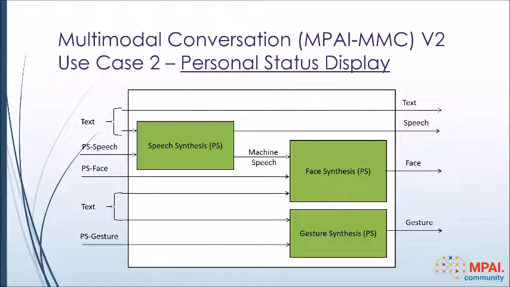This is another example, the personal status display. Assume that you have a machine and you have created a personal status machine, which is entirely virtual, I agree, but you can use the text, what the machine wants to say, the personal status of speech, the personal status of face, and the personal status of gesture, and you will see an avatar that is speaking and has a certain face that is congruent with the personal status of face, and a certain gesture which is congruent with the personal status of gesture.